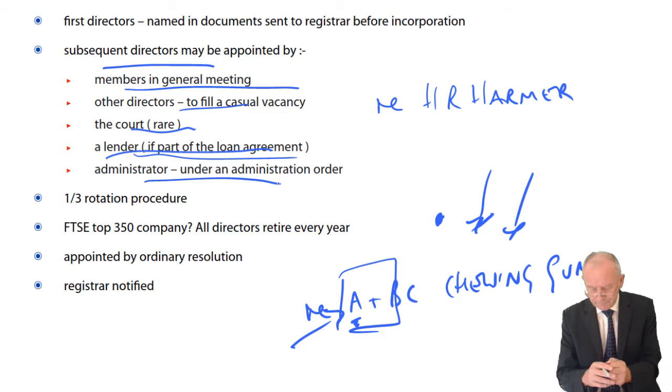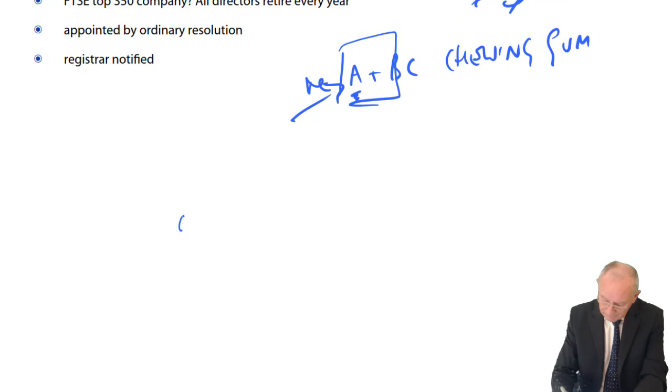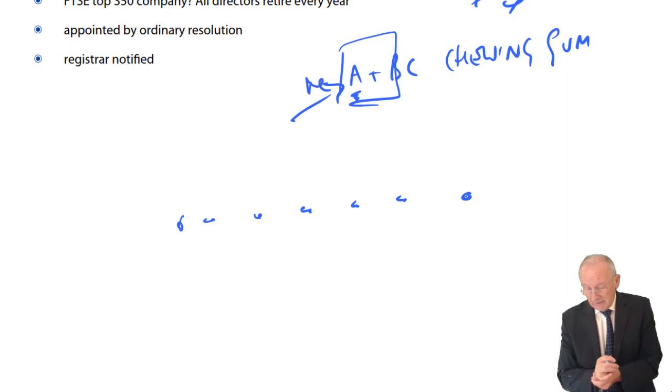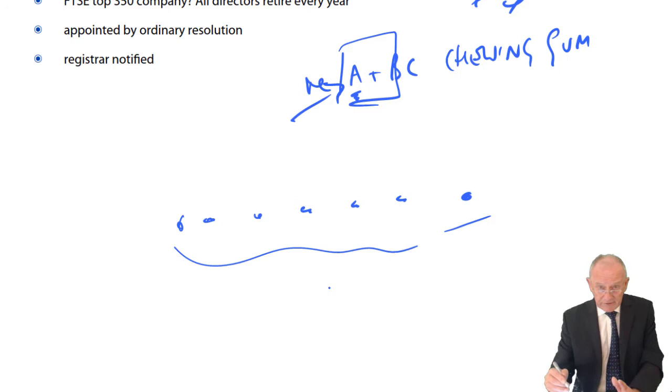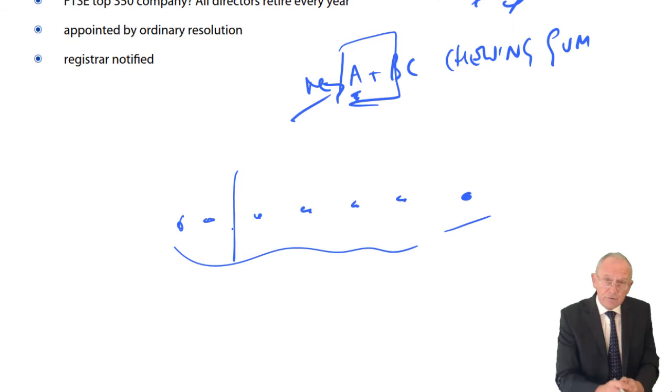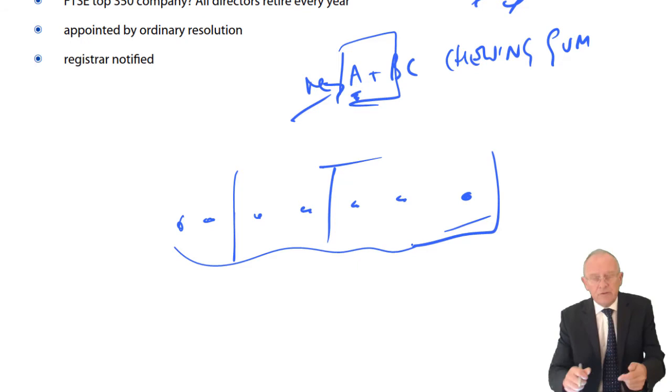One-third rotation procedure exists if it's within the articles. If we have, say, seven directors, and the one-third rotation procedure is established in the articles, then at the first annual general meeting, they all resign. At the second annual general meeting, the number nearest a third, which is two, will resign and submit themselves for re-election. At the third annual general meeting, two again will resign and submit themselves for re-election. At the fourth annual general meeting, those remaining three will resign and submit themselves for re-election.